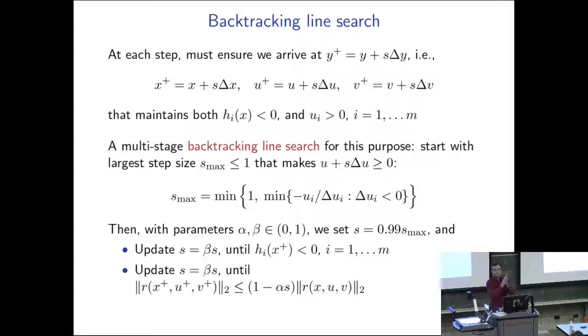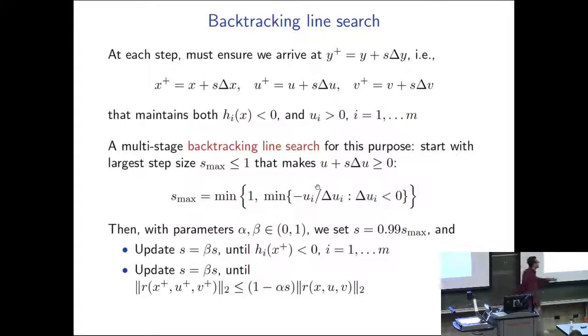How far can I move u_i in the direction delta u_i by an amount s before I hit 0? For some of them, that won't ever be a problem, because if delta u_i is positive, taking steps of arbitrary size will always keep me positive. For those that are negative, I have to make sure that I don't go beyond minus u_i over delta u_i, because if I go beyond this, I'll make the new update of u negative. So this is the largest step size I can take that respects this.